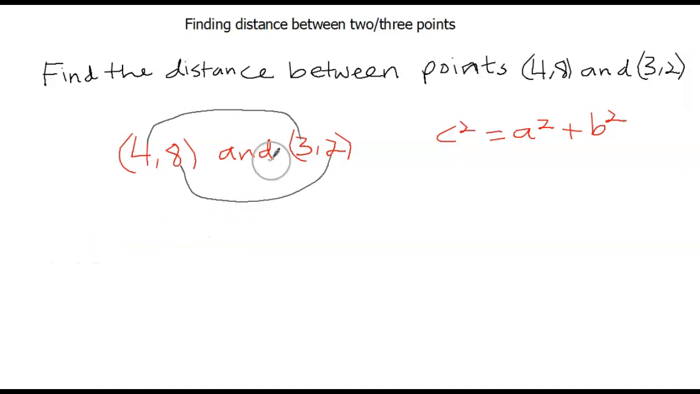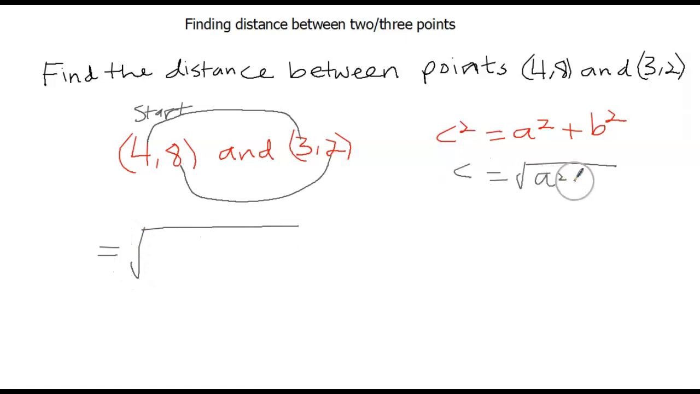It doesn't matter where we start. Since the numbers here are big, you can say we are starting from this point. So for us to find that distance, it's just the square root. The difference between this and this, 4 minus 3, is 1, squared. Bring your plus. 8 minus 2 is 6. 1 squared is 1.